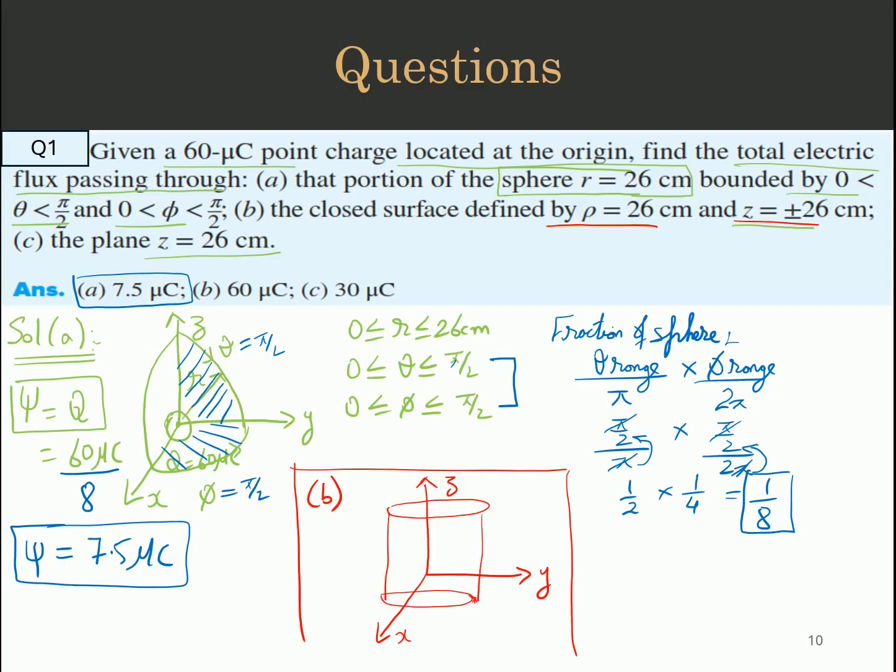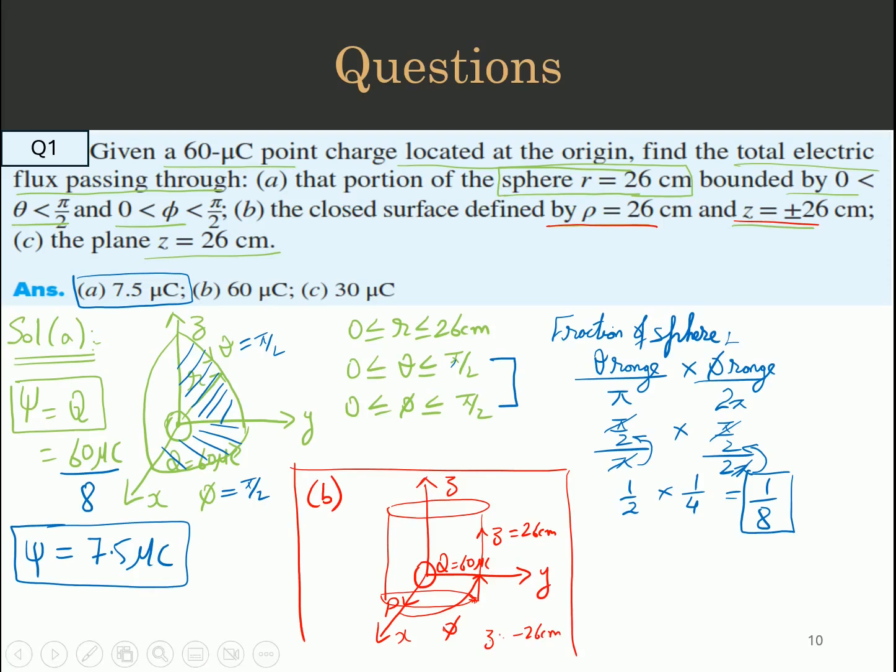This is the point I'm getting. My charge is again at the center, so this is q, 60 microcoulomb. Point of rho is something like this, and if I move from x to y, this becomes phi, and then I move in the z direction, it is 26 centimeter over here, and it is negative 26 centimeter over there.